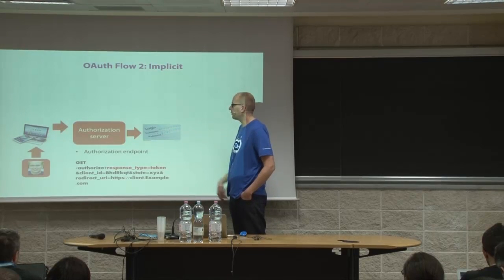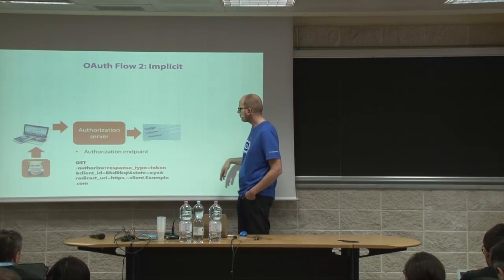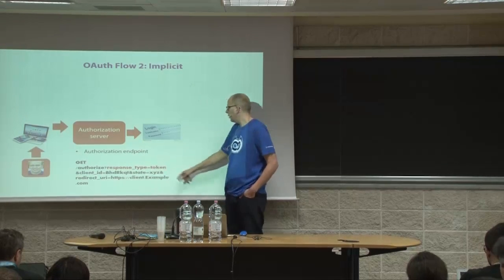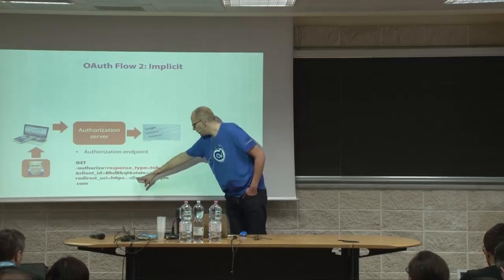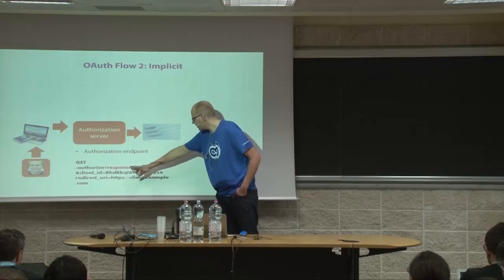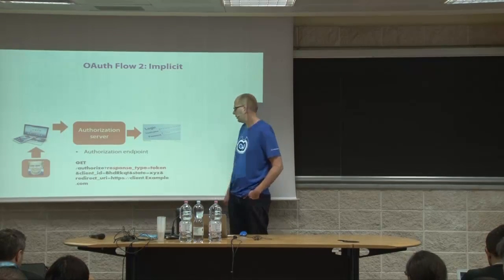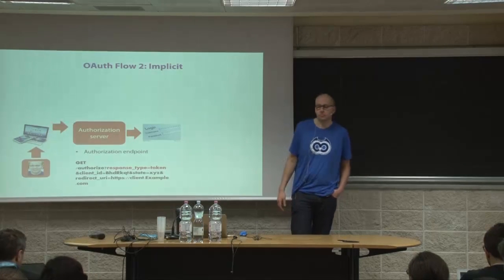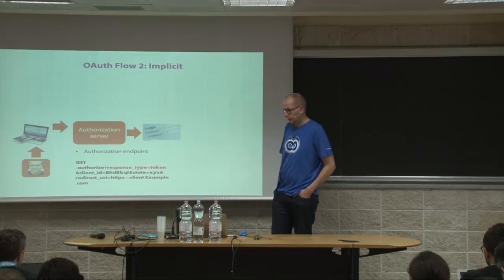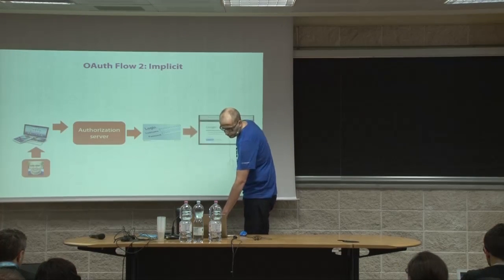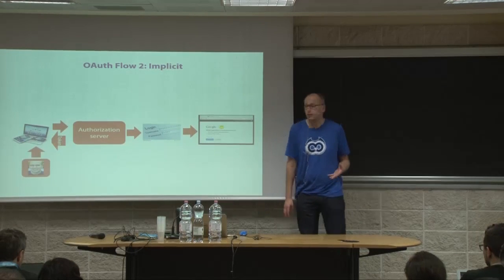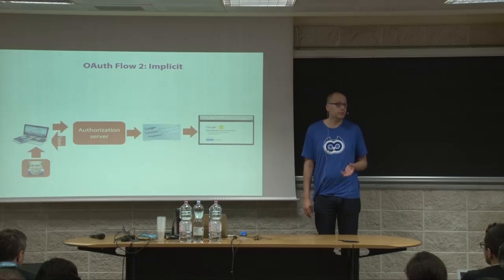The client accesses the authorization server with a redirect. And it does that by doing a GET on the authorization server URL. And it says, I'm client this and that, and I want a token. Response type is token. And the authorization server says, okay, who are you? And then the consent screen is shown, and the token is given back. So now we have the token in the user agent.